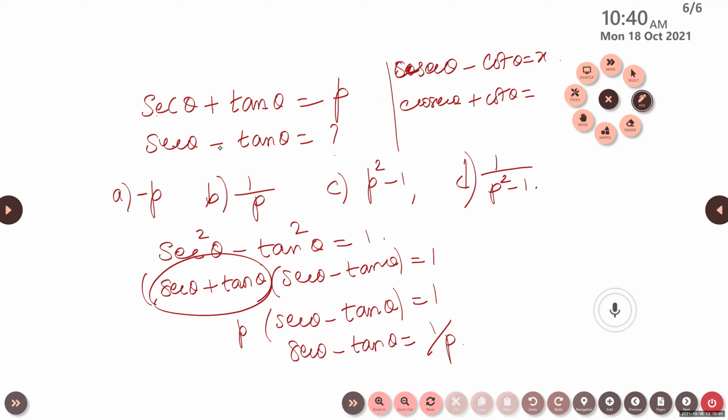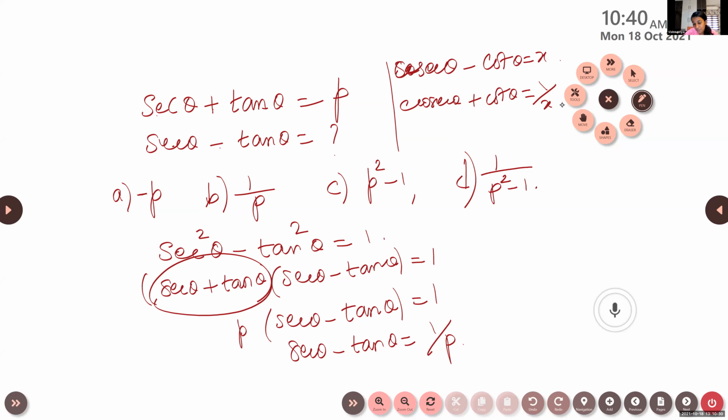What will be cosec theta plus cot theta? It will be 1 by x. The method is the same. Use the same identity: cosec square theta minus cot square theta is 1. Use the identity and you'll get the answer.